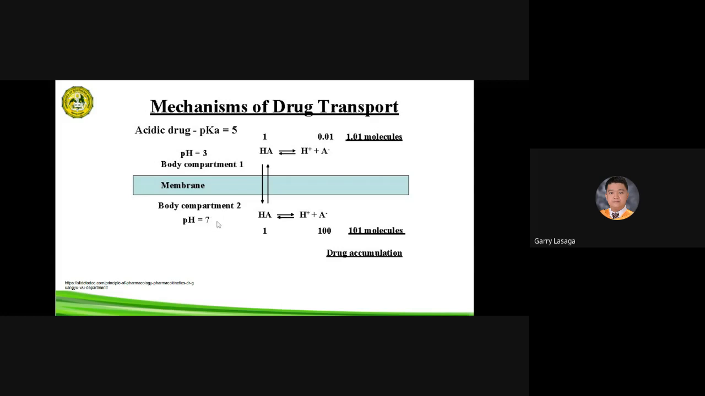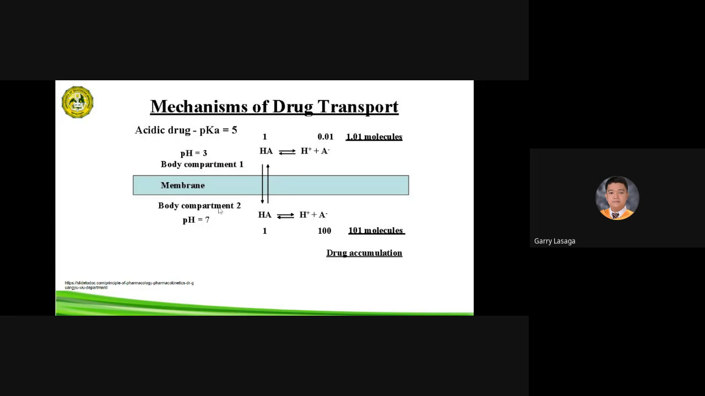When we are going to, for example, change this into 6, the proportion of the ionized form will be 10. So meaning that there is a tenfold increase in the proportion of the ionized form of the drug for every 1 level increase in the pH of the environment. That is true for the acidic drug.